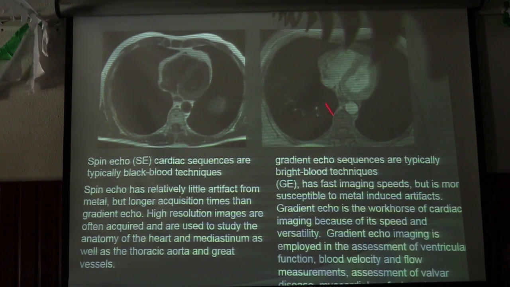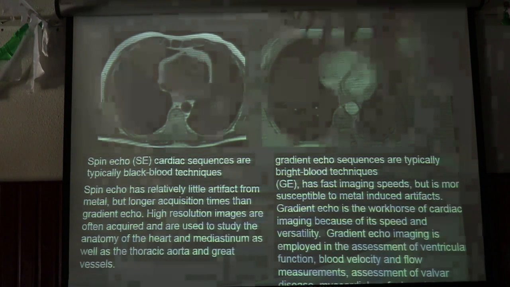On the other hand, gradient echo is a bright blood technique. It's more susceptible to metal artifacts. However, its speed is very high. Therefore it's the workhorse of cardiac imaging, and because of its speed and versatility, it has many uses. It's used for evaluation of ventricular function, blood velocity, flow measurement, valvular disease, and it's used in cardiac MRA.